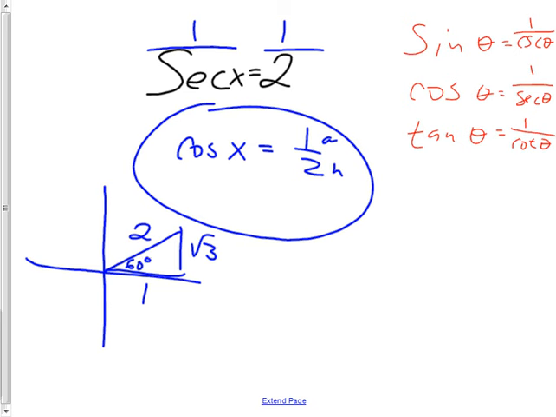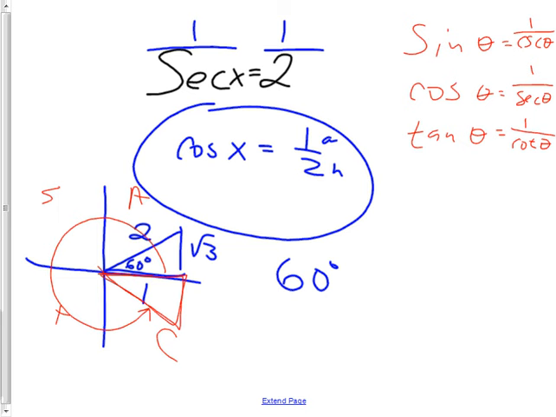But then you should always ask yourself, is there another angle? Is there another possible answer? 60 degrees is a working angle. I mean, it works, but is there another one where cosine is positive? If all students take calc and cosine's positive there also, then there's another possible answer. If it's 60, it's also 300. Unless they gave us some reason to only take one of those.